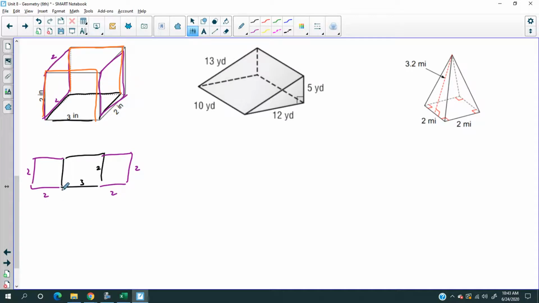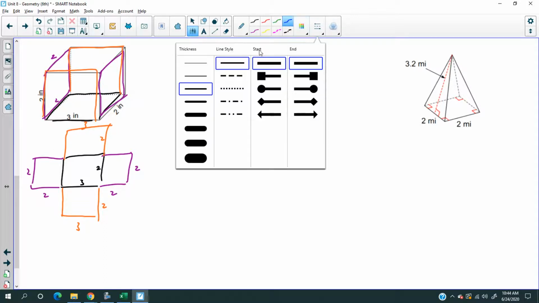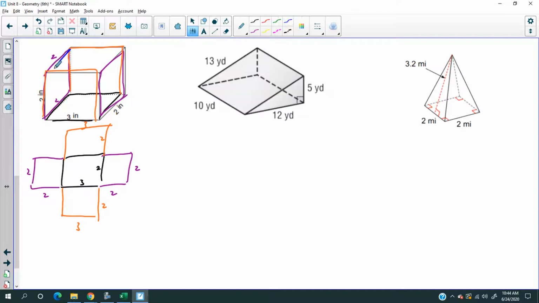All right, so right here, that's 3. So this has to be 2. That's 3. So that has to be 2. Let me draw the top down. So top down, like this. And this is a 2 by 3. Let me double check. Yeah, okay. All right, so let's get the answers down.